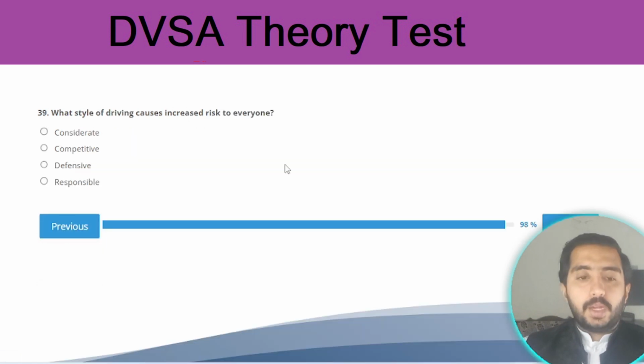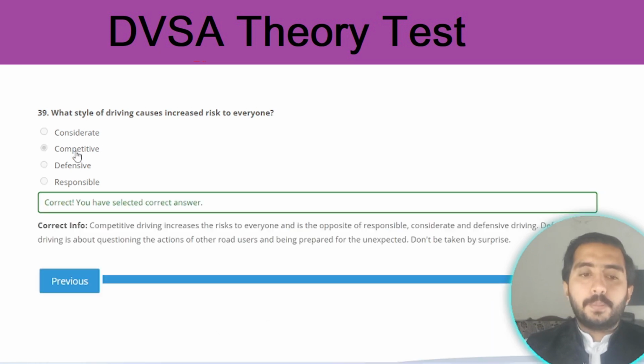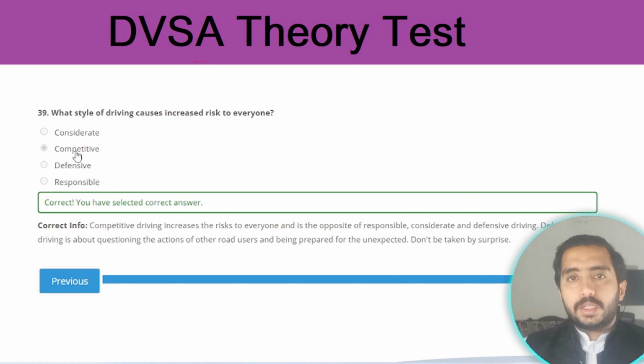Next one, and the last question of this quiz, which is what style of driving causes increased risk to everyone? The correct option is competitive driving, which will increase the risk and cause uncertain chances.